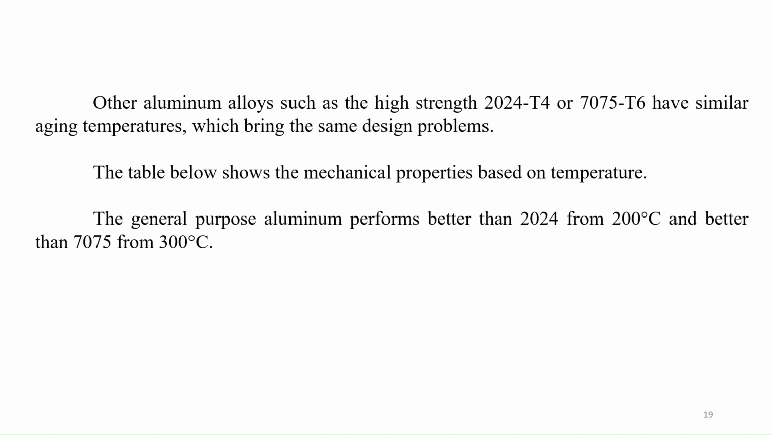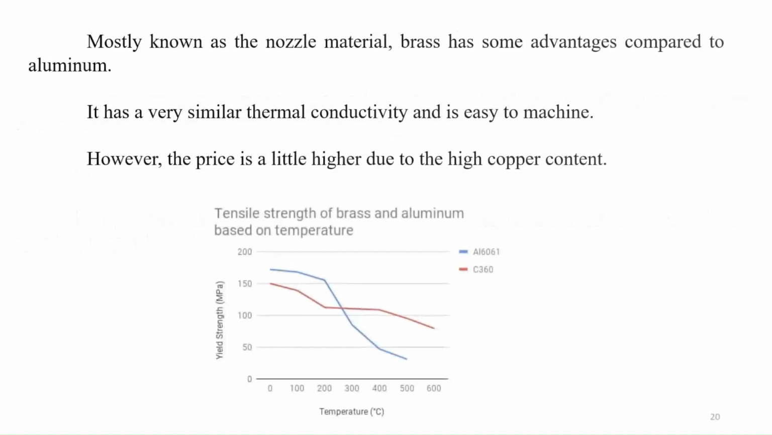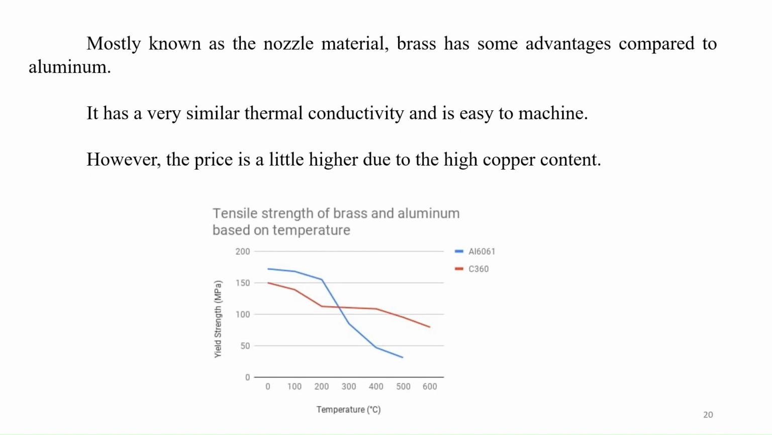Other aluminum alloys such as the high strength 2024 T4 or 7075 T6 have similar aging temperatures, which bring the same design problem. The table below shows the mechanical properties based on the temperature. The general purpose aluminum performs better than 2024 from 200 degrees Celsius and better than 7075 from 300 degrees Celsius.